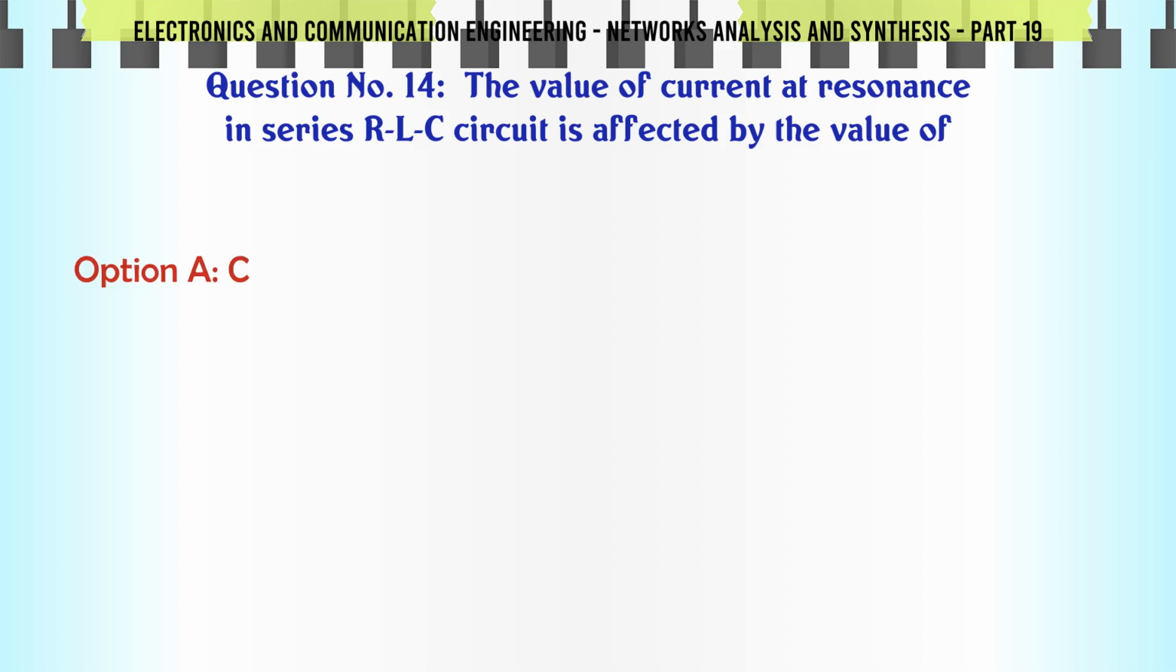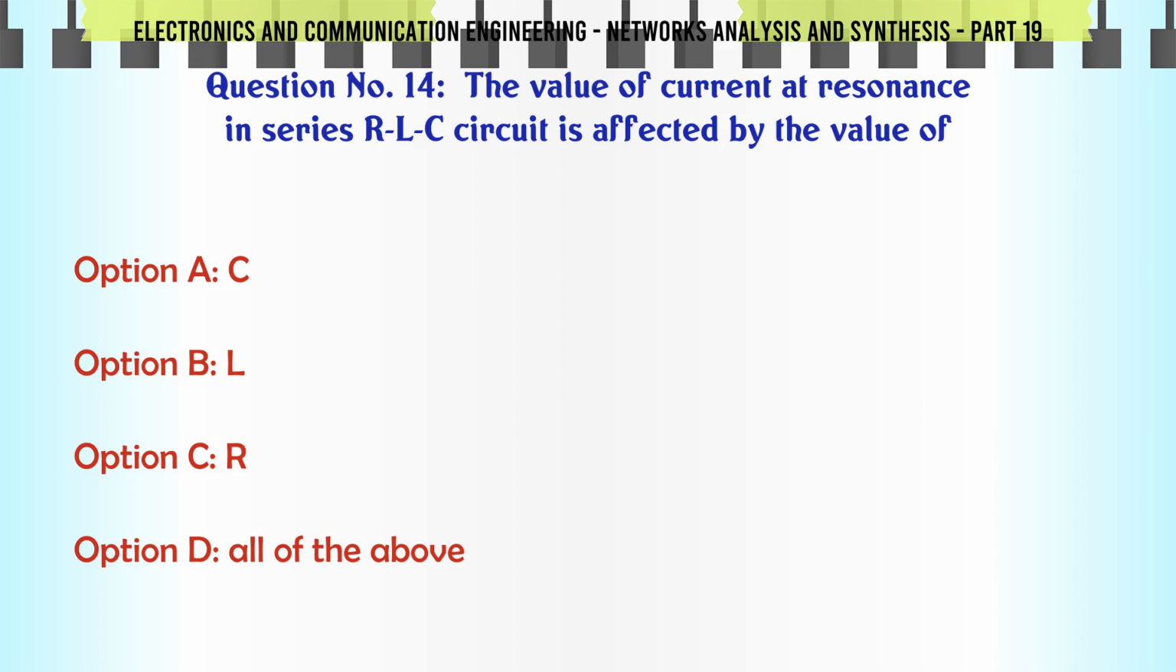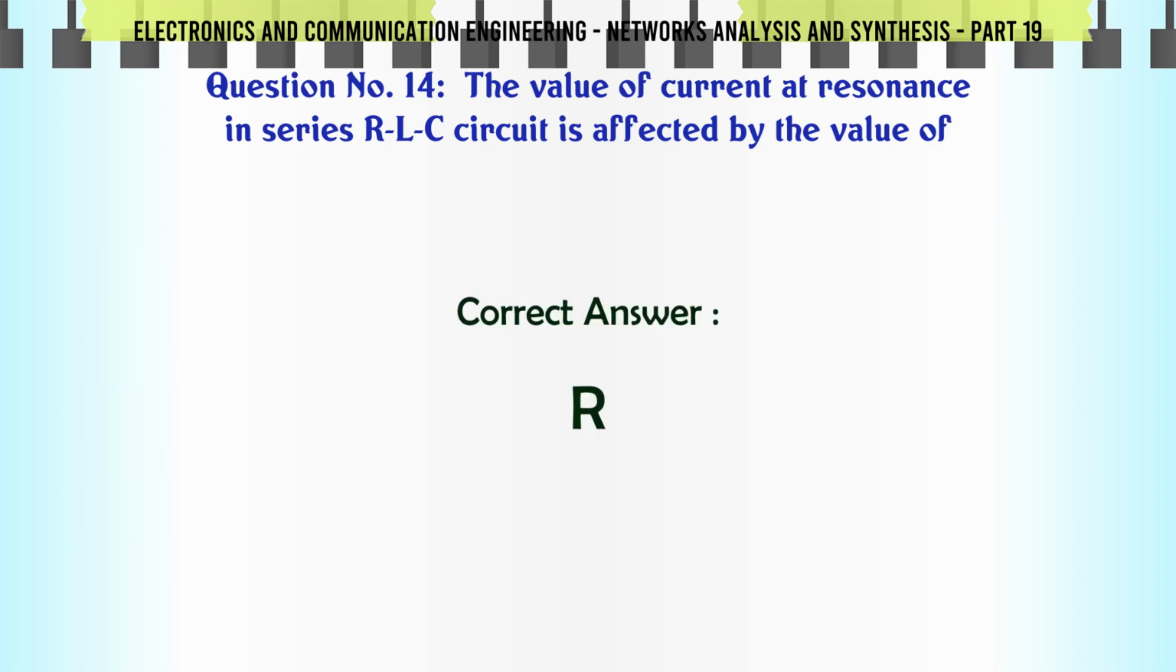The value of current at resonance in series RLC circuit is affected by the value of: A) C, B) L, C) R, D) all of the above. The correct answer is R.